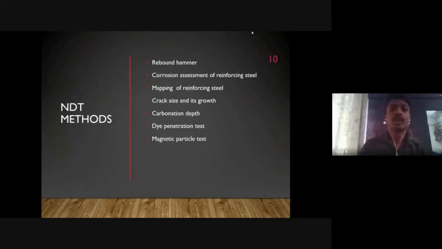Fine. And these are the different NDT methods: rebound hammer, ultrasonic pulse velocity, corrosion assessment of reinforcing steel, mapping of reinforcing steel, crack size and its growth, carbonation depth, dye penetration test, magnetic particle test. You should also know the major difference between destructive versus non-destructive testing methods.